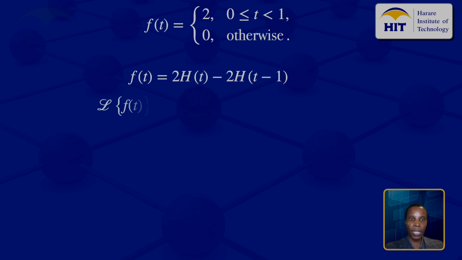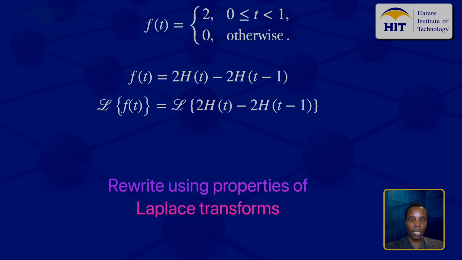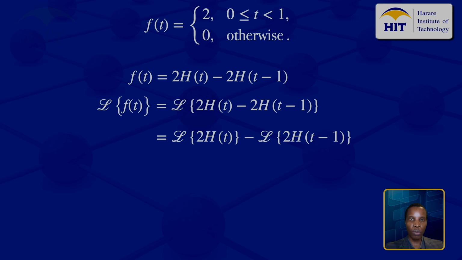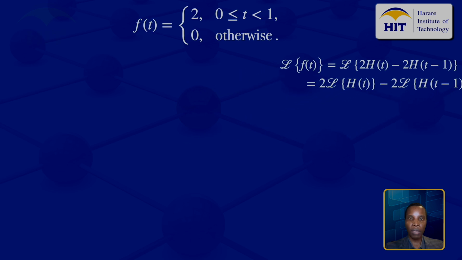So the Laplace transform of f of t is equal to the Laplace transform of 2h of t minus 2h of t minus 1. Then use properties of Laplace transforms, and it will give us the Laplace transform of 2h of t minus the Laplace transform of 2h of t minus 1. Use the properties of Laplace transform again. We can factor out the constants here so that we have 2 multiplied by the Laplace transform of h of t minus 2 times the Laplace transform of h of t minus 1. So that's the Laplace transform of f of t there.